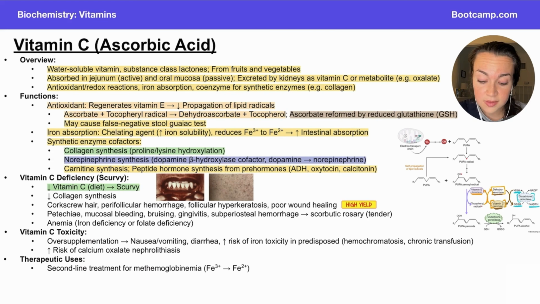Low vitamin C means low collagen synthesis, right? We're missing that hydroxylation step. So without the collagen, we're going to end up with a lot of problems with connective tissues in our body. So you'll get corkscrew hair, perifollicular hemorrhage, so bleeding around your actual hair follicles, follicular hyperkeratosis, and poor wound healing. All of these are especially high yield to know.